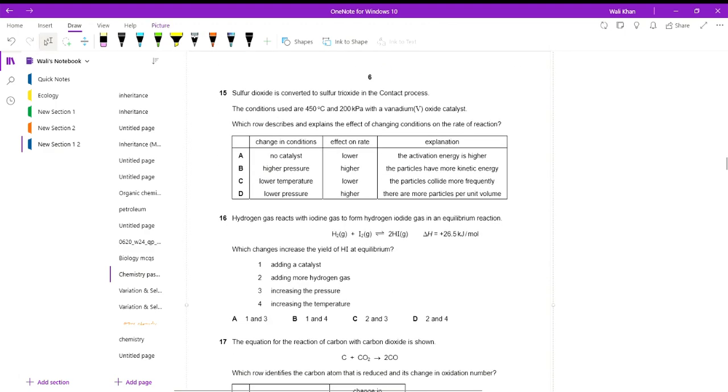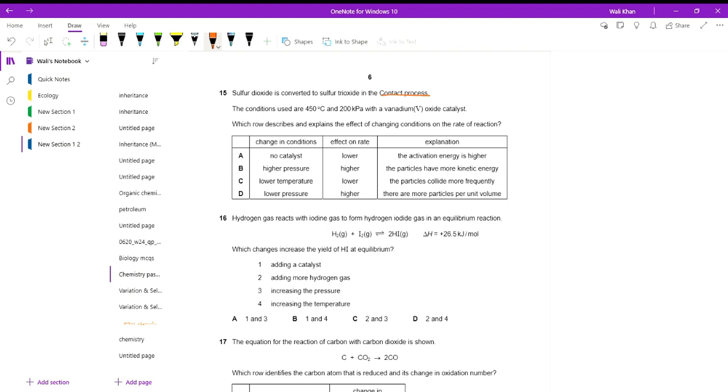Okay, next question. Question number 15. Sulfur dioxide is converted to sulfur trioxide in the contact process. Okay, now we have to remember the contact process. The conditions used are 450 degrees centigrade at 200 kilopascal with a vanadium V oxide catalyst. Which row describes and explains the effect of changing condition on the rate of reaction?